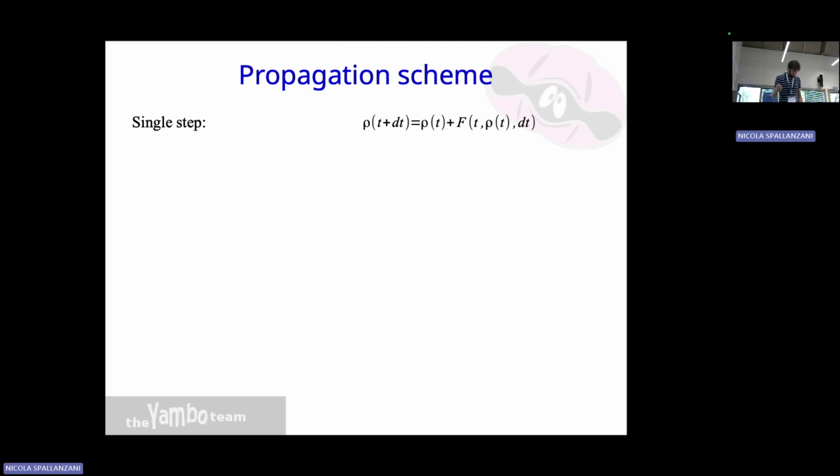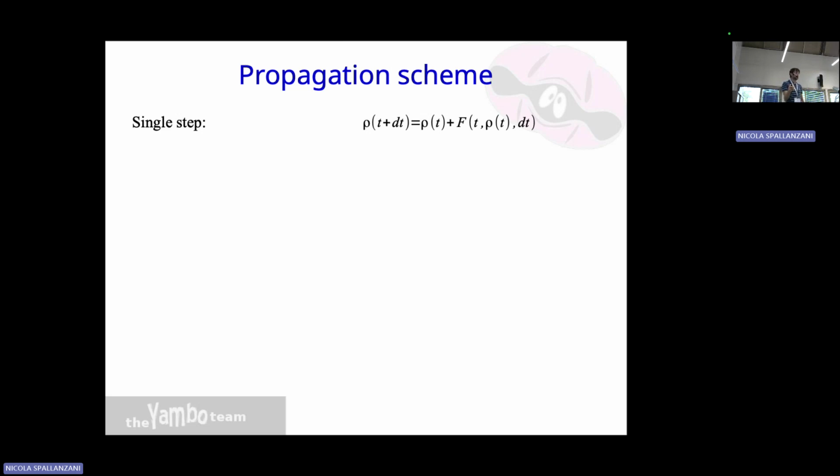Also, some technical details of the implementation. Since we have to propagate an equation of motion, in practice we start from the density matrix, and then we have to obtain the time step interval from t to t plus a time step dt. This is obtained by this functional, which starts from the equation of motion.